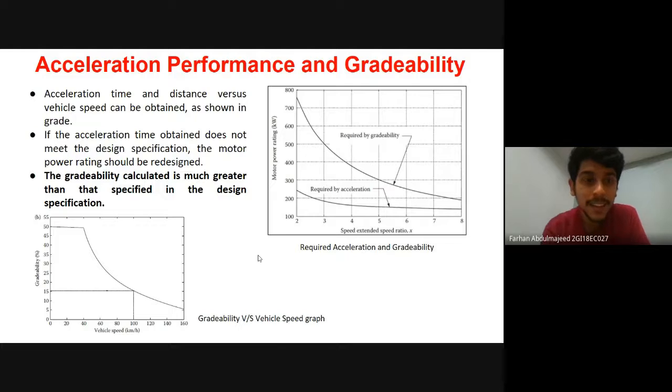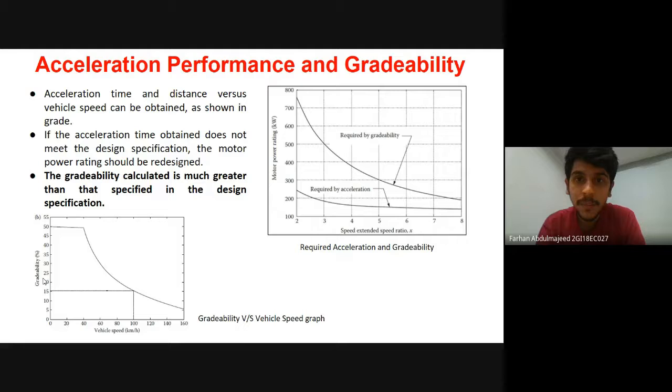And similarly, coming to gradability, it is just the steepness at which the vehicle can climb. Gradability is usually measured at constant speeds. So here in this graph, gradability versus vehicle speed, on the y-axis we have gradability percentage. 100% gradability means a 45 degree incline.